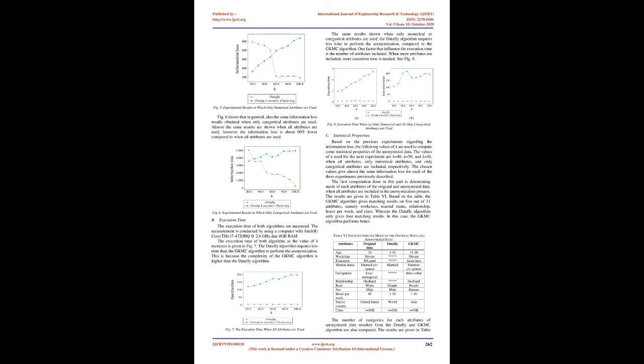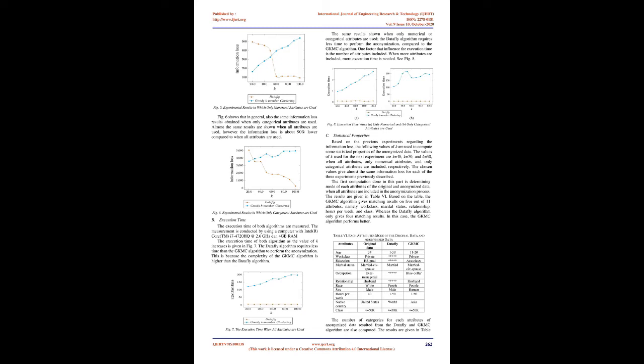As shown in Fig 4, when all attributes are used, as the value of k increases, the information loss of the anonymization results obtained by using the Datafly algorithm decreases. The opposite happens when the GKMC algorithm is used, because as the cluster size grows, more generalization happens, hence the increase of the information loss. When the value of k is low, 20 to 30, the information loss of the GKMC algorithm is lower than those of the Datafly algorithm.